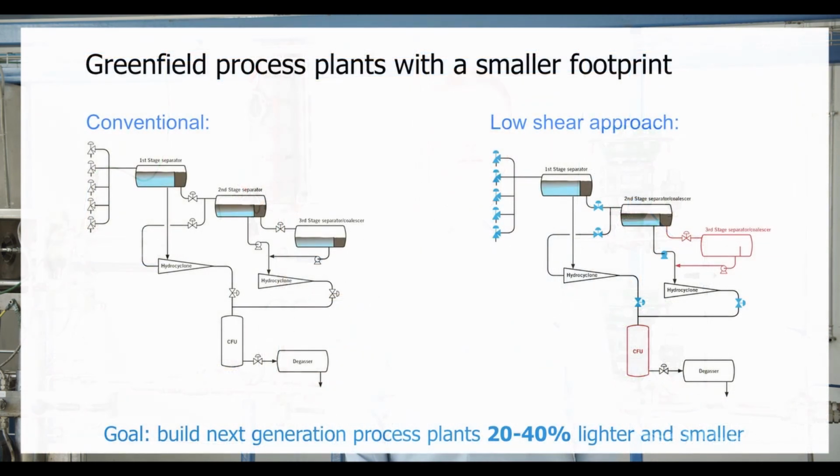For a greenfield process plant, we believe that by using the low shear and coalescing technologies in strategic positions, the overall process plant can be 20 to 40% lighter and smaller. And by this, we hope that we can help in extending the profitable period and also make, for instance, tie-ins and marginal fields more profitable.